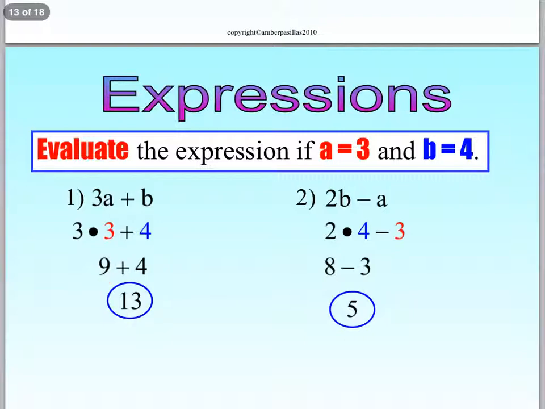Same thing over here for number 2, and you're to write these down in your notes. You have 2 times b minus a, so I substitute the b for 4 and the a for 3. 2 times 4 is 8. I do order of operations. Minus 3 is 5. Very simple problems.